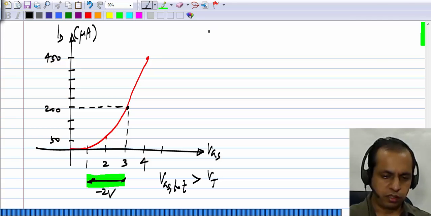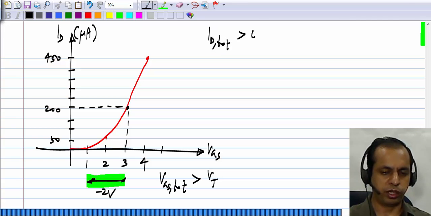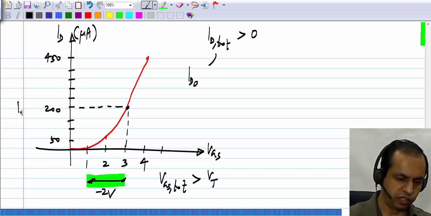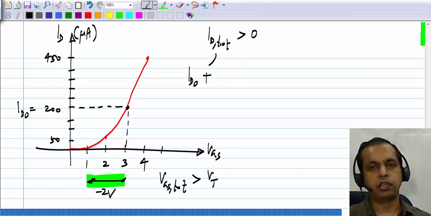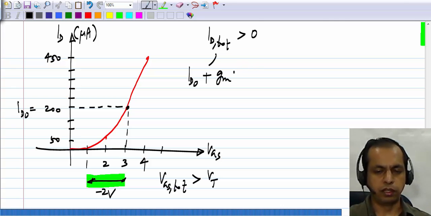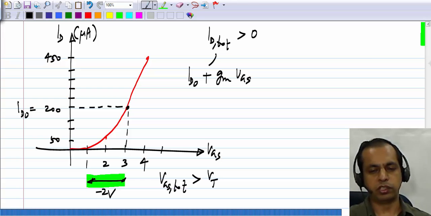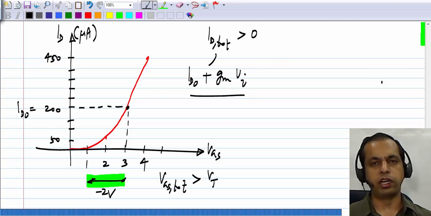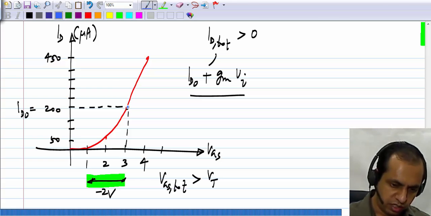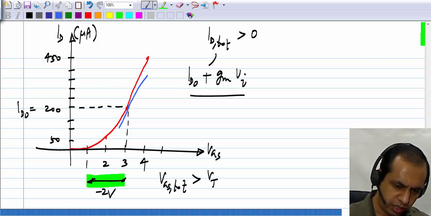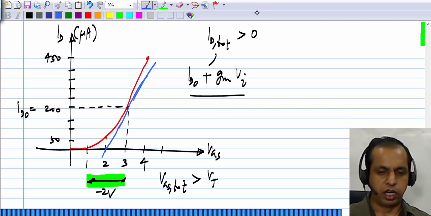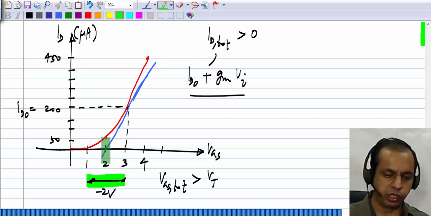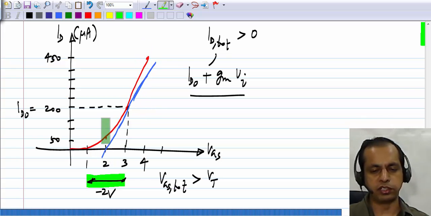Now we evaluated another limit by saying that ID total has to be greater than 0. In ID total we had the quiescent current ID0, which is here in our case, plus the incremental drain current calculated from the small signal equivalent circuit, so plus gm times vgs, or gm times vi. In other words, when we say that the total drain current is this, we are really using the tangent to this curve at the operating point. When we say that the total drain current is more than 0, we are looking at where the tangent goes to 0, not where the original ID-VGS curve goes to 0.